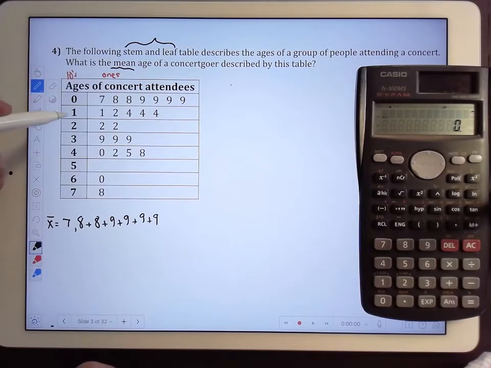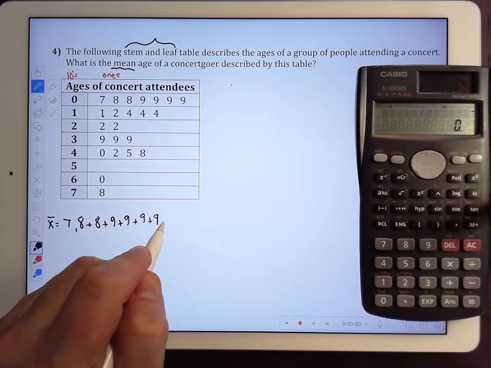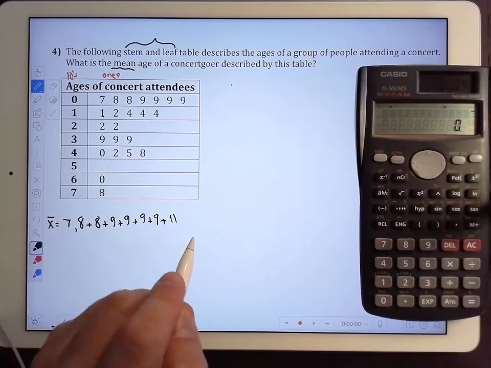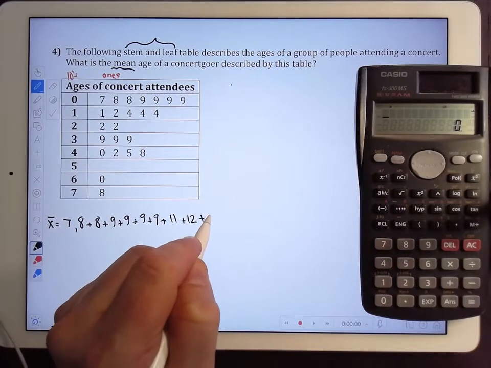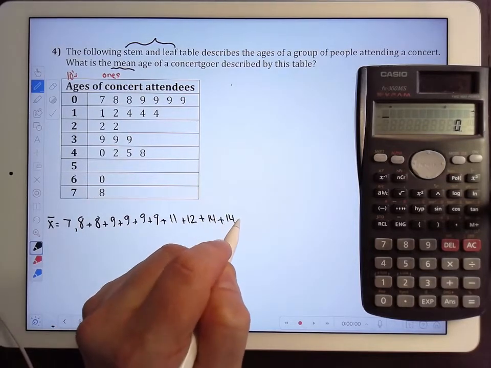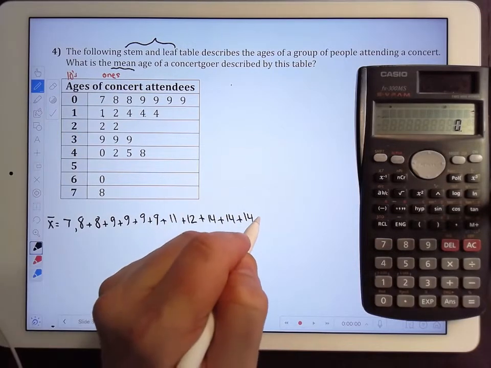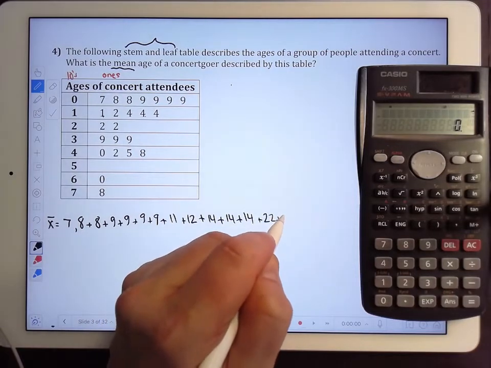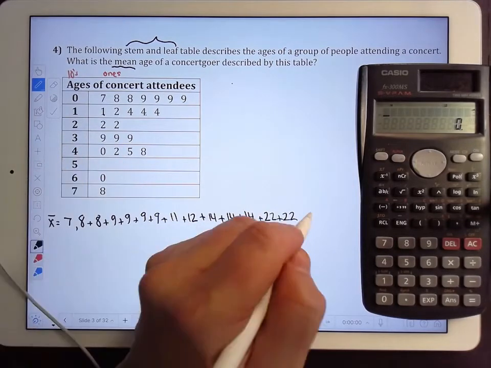When you come down to this row right here, we're now going to be dealing with people who have a decade behind them in terms of their age. They've got 1 decade plus a year. So this person right here is 11 years old. Plus 12. And then 3 14-year-olds. Right? 14, 14, 14. 22 and 22. Three people who are 39 years old.